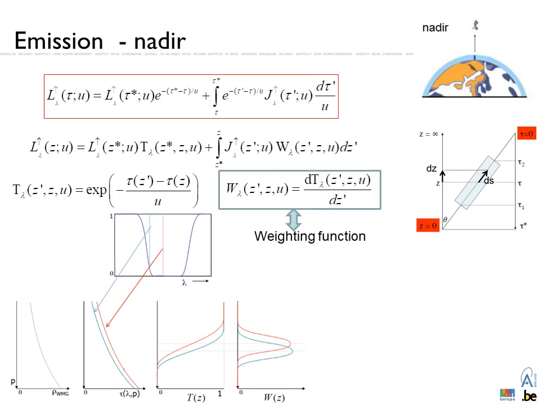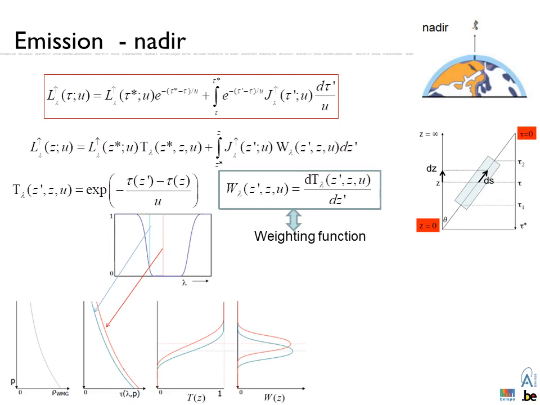In the following, I will illustrate the use of the Schwarzschild equation in three very simple cases, none of them considering scattering. First, let's look at a nadir observation. In this case, the source term is the blackbody emission of the surface of the planet. This is the first term here in this equation. But each layer of the atmosphere also radiates as a blackbody at a different temperature. These are the B terms in this expression.